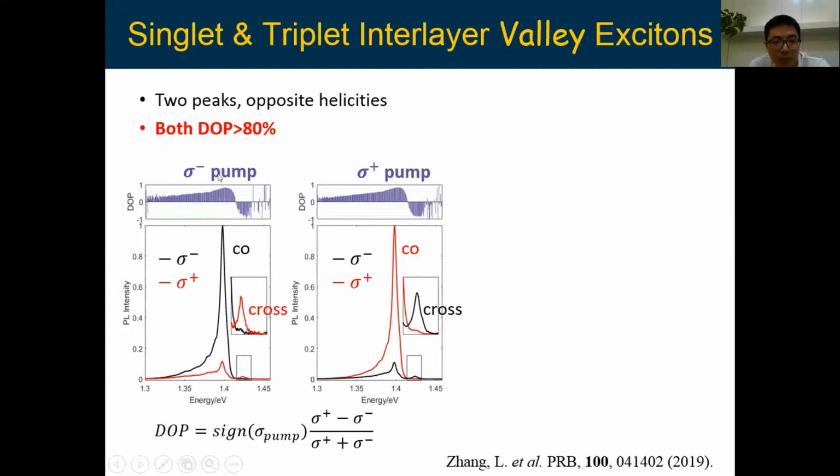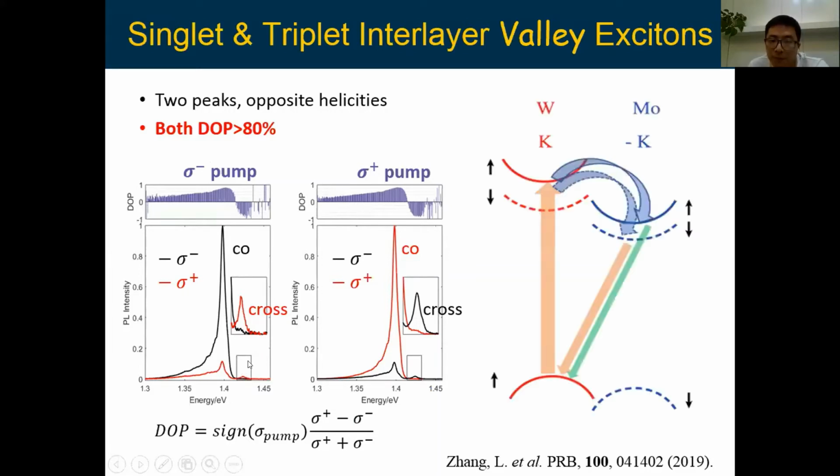You pump with sigma minus, you see a very strong emission with a co-polarized component, and at higher energy, you observe another peak with a cross-polarized component. So both of them showed a very high degree of polarization, over 80%. And their energy difference is about 20 meV, which corresponds to the conduction band splitting of the molybdenum diselenide.